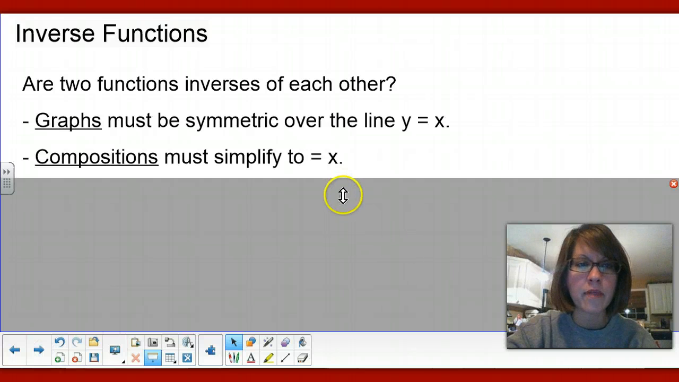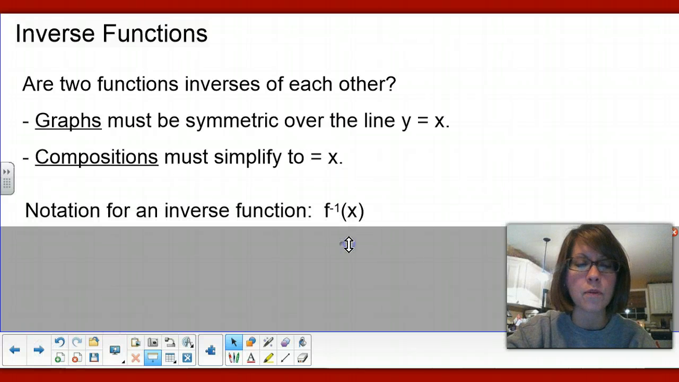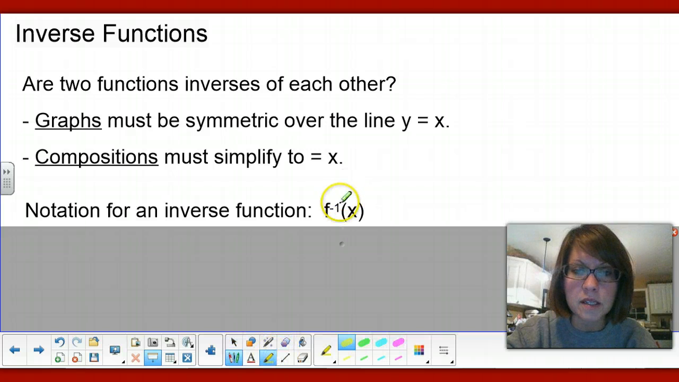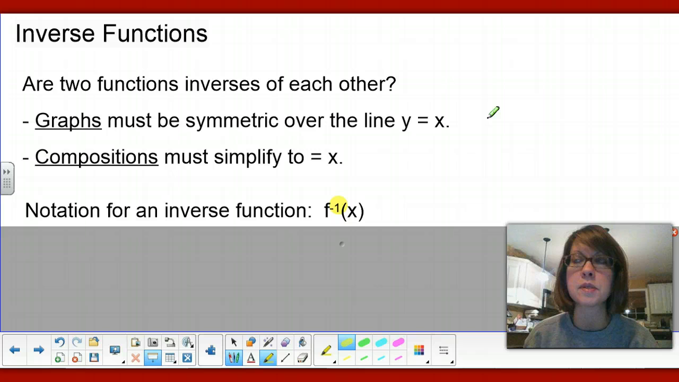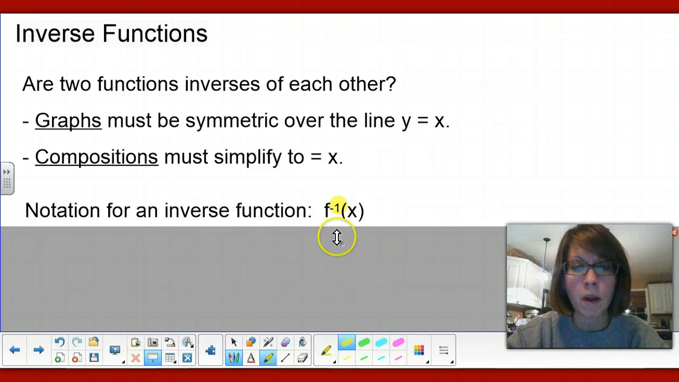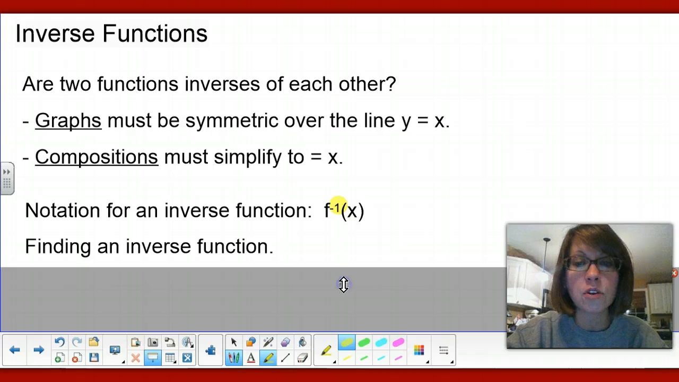Okay. And then actually, one more thing. Notation for inverses. We put this little -1 superscript on there. That's not an exponent of -1. It's just indicating that we have the inverse. Okay? Reminding you of that. And then also how to find an inverse.